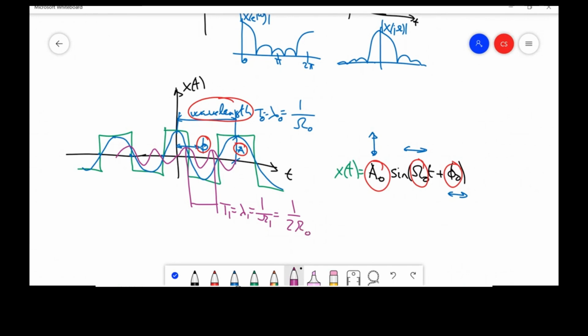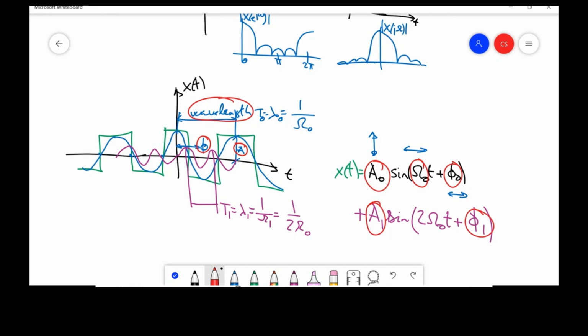So I have to control for the new one, plus A1 sine. I don't have to worry anymore about the frequencies, because all the frequencies turn out to be multiples of the first frequency. So I have to choose A1 and phi 1. The frequency I don't have to choose.